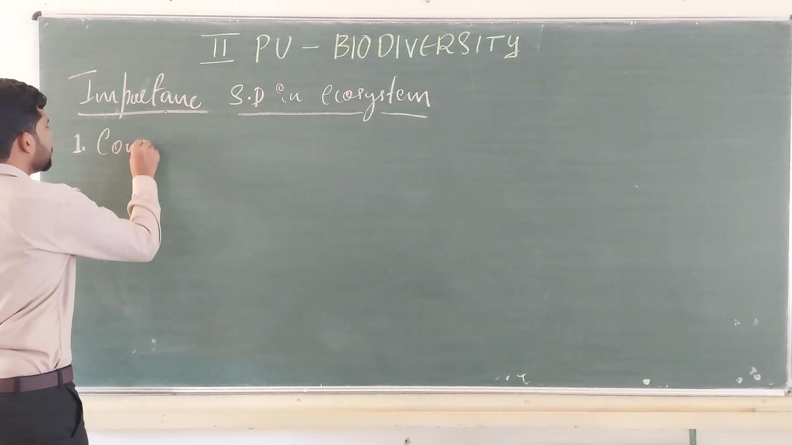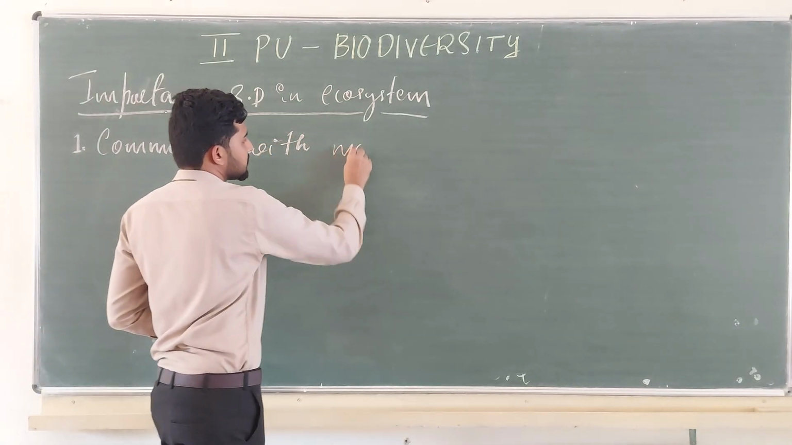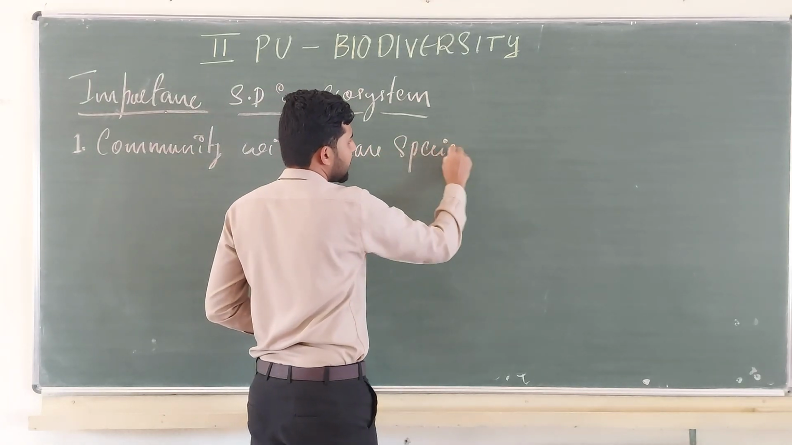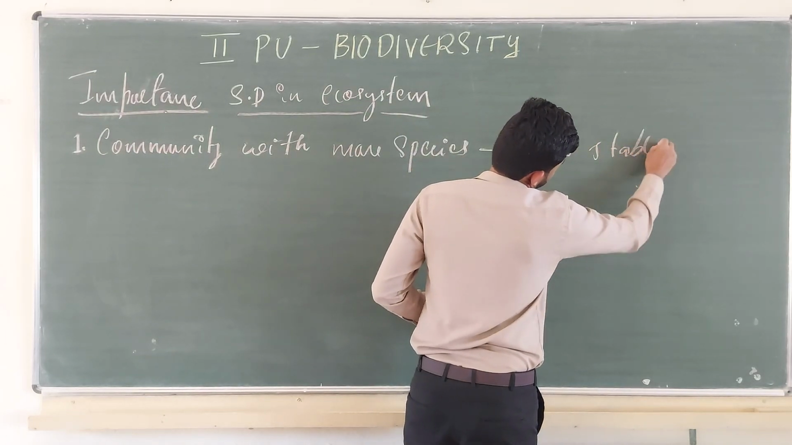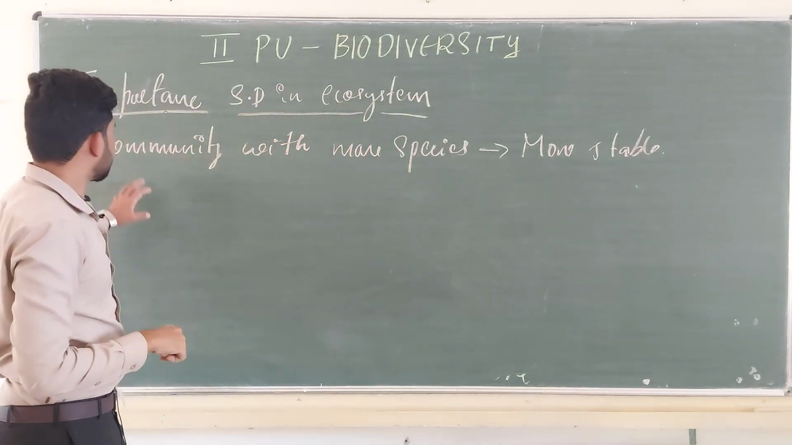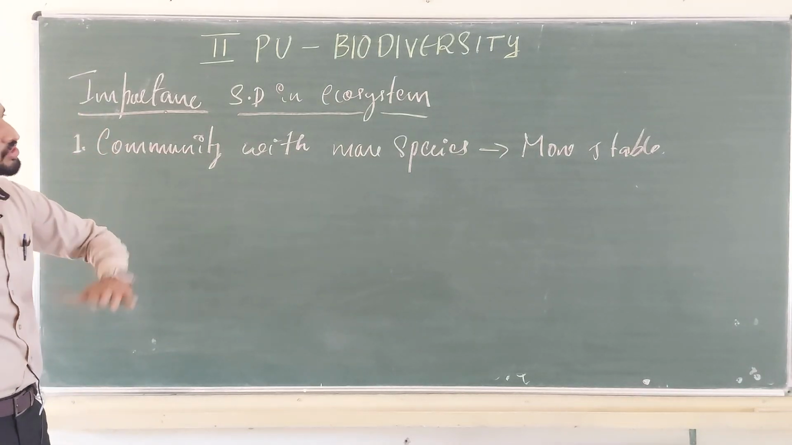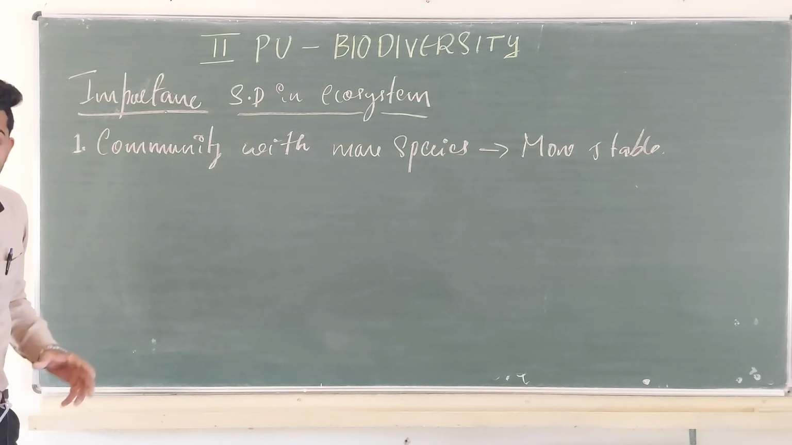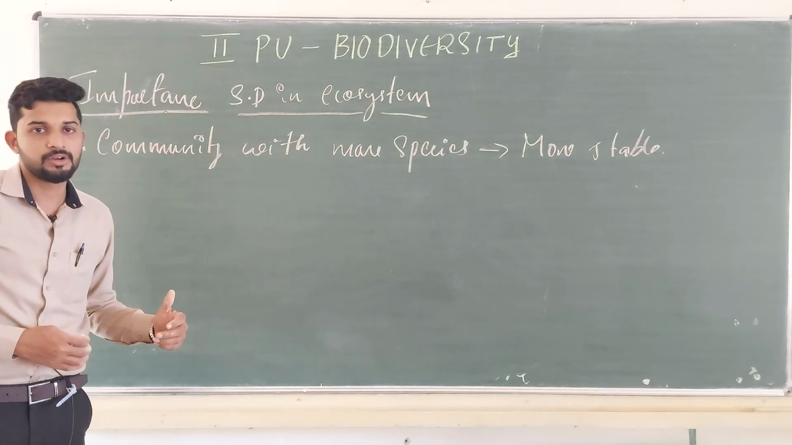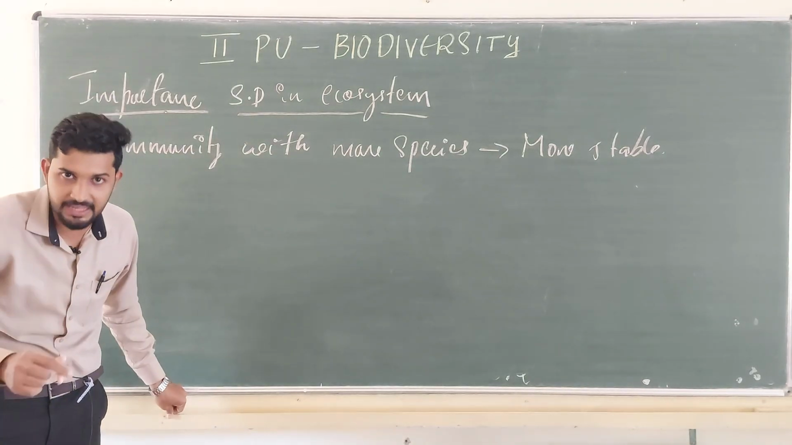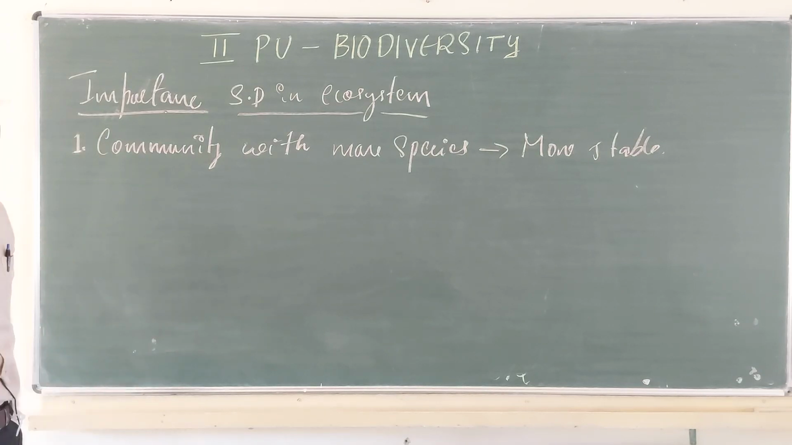Community or area with more species are more stable. So the community with a higher, great number of species is more stable. A stable community does not allow much variation in productivity. That is the second point.